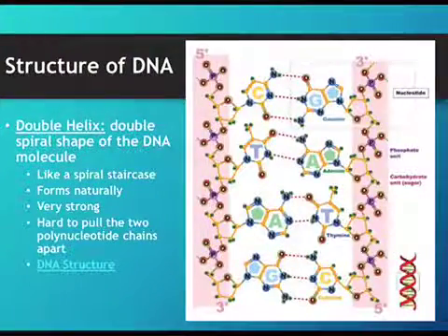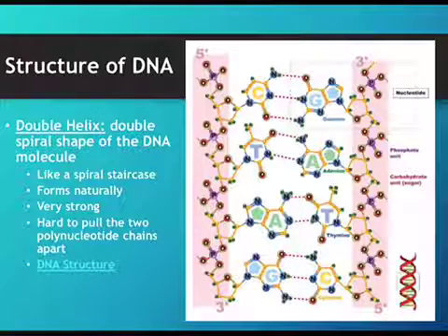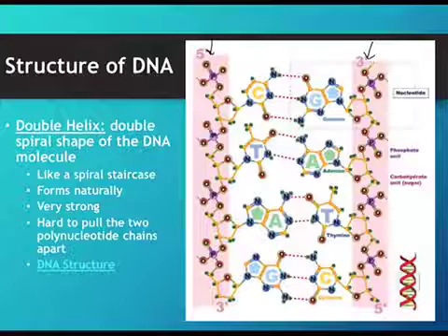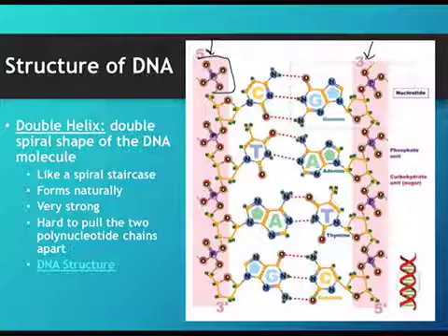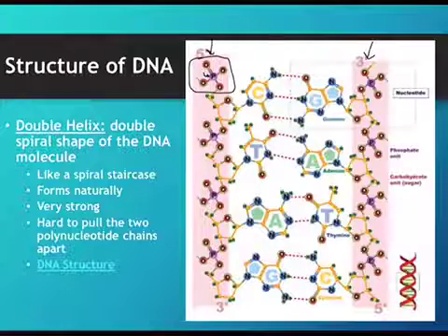So when we look at the structure of DNA, it would be a double helix. Double because there's 2 strands to it, and a helix because it has a little twist to it, like a spiral staircase. So if we look closely, we can see here's our phosphate group. You know that it's a phosphate group because of the phosphorus molecule there in the middle.